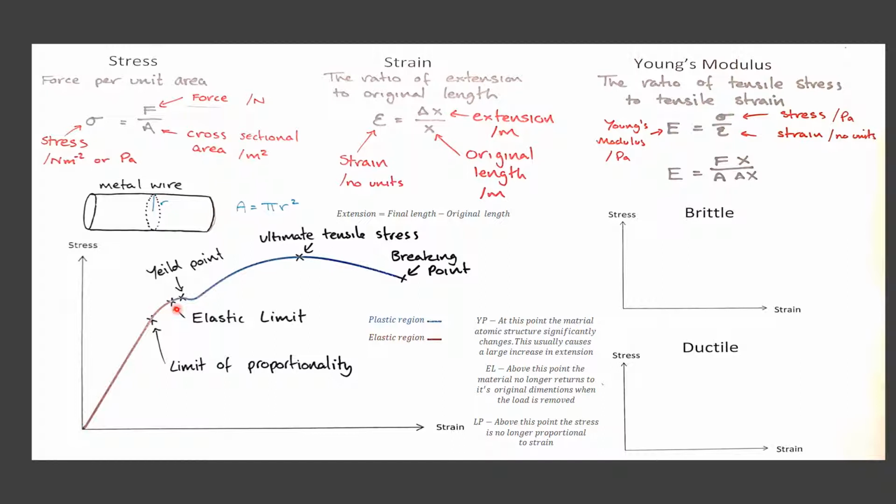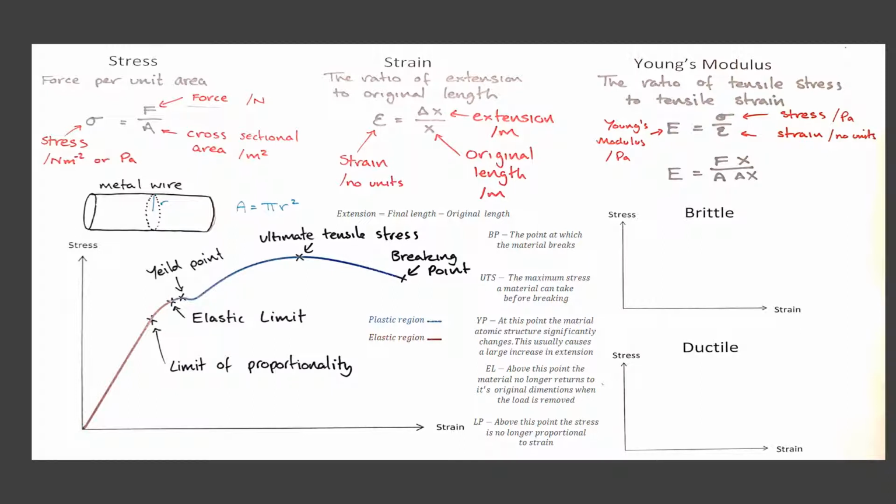The yield point. At this point, the material's atomic structure changes significantly. This creates a large increase in extension. The ultimate tensile stress. This is the maximum stress the material can take before breaking. It's considered the strength of the material, and the higher up the graph this point is, the stronger the material. Breaking point. This is the point at which the material breaks.